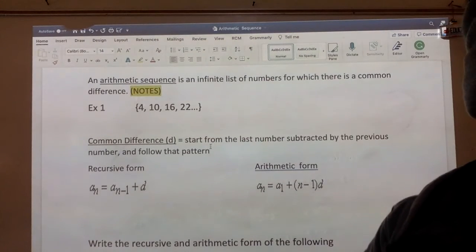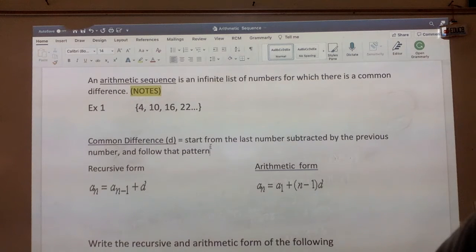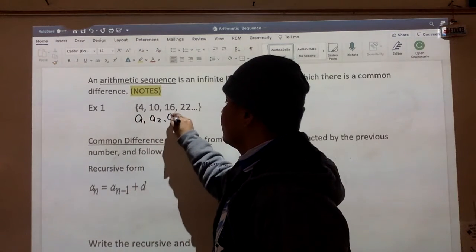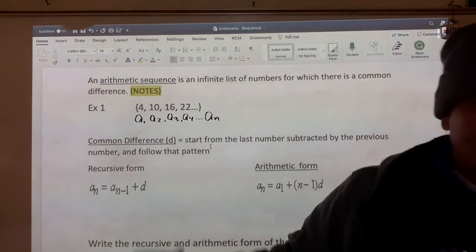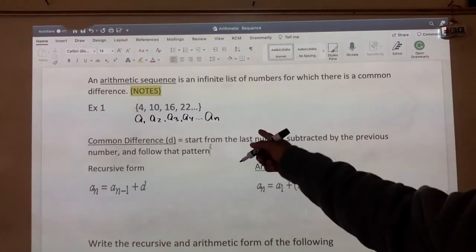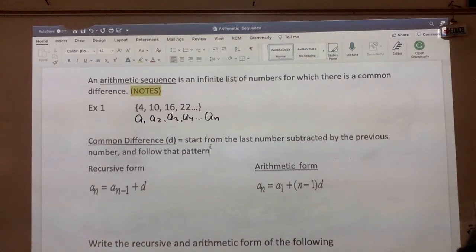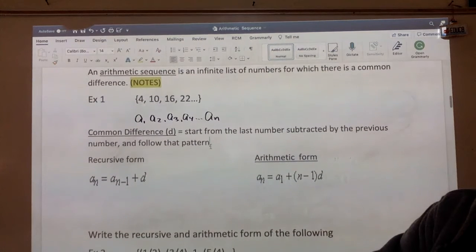This is called the arithmetic sequence. First of all, I'm going to give you a sequence like this. You should know that 4, 10, 16, 22 are just numbers in a sequence. So the first number will always be A1. The second number, A2, third number, A3, A4, AN. AN is a number unknown. We don't know what it is. So the N will always be unknown.